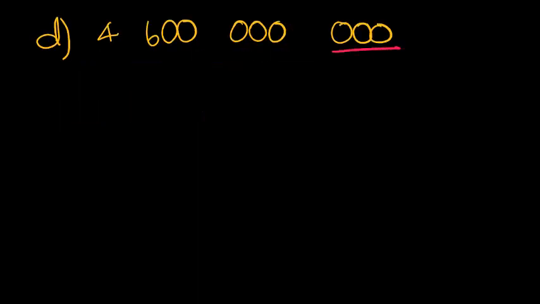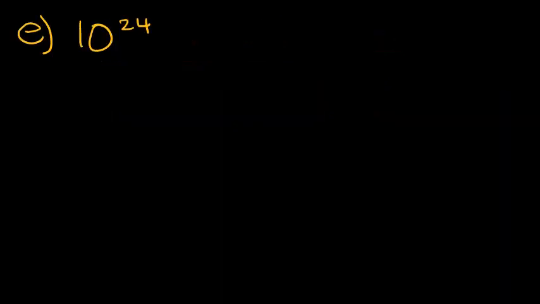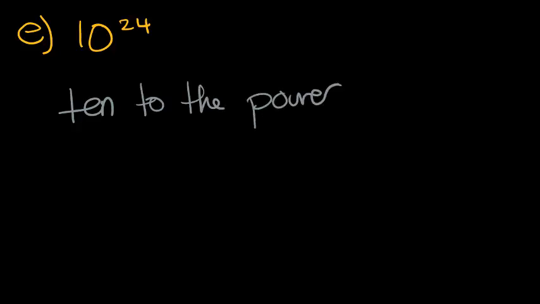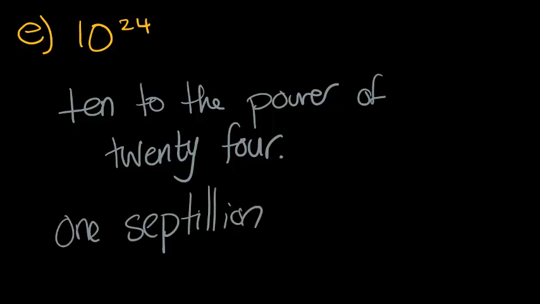Next question. I'll start with my ones, thousands, millions, billions. So I got 4,600,000,000. Okay, last one. 10 to the power of 24. So this one is going to be simple. We're just going to write it exactly how we say it. 10 to the power of 24. This number is also 1 septillion, but you are not expected to know that.